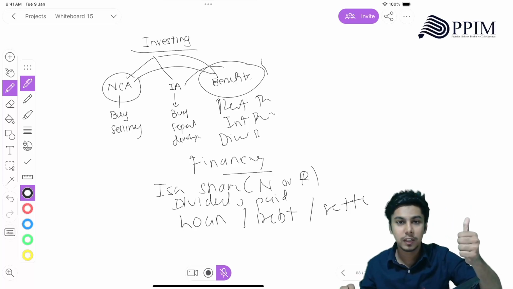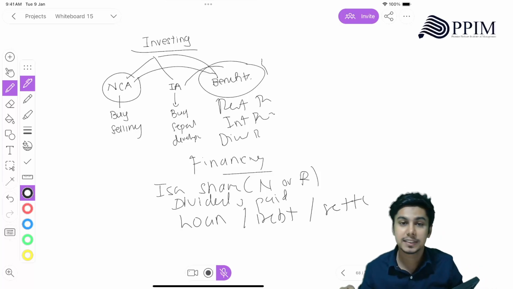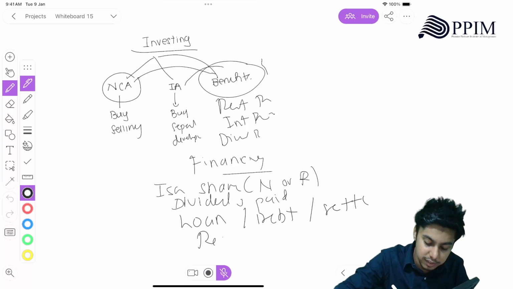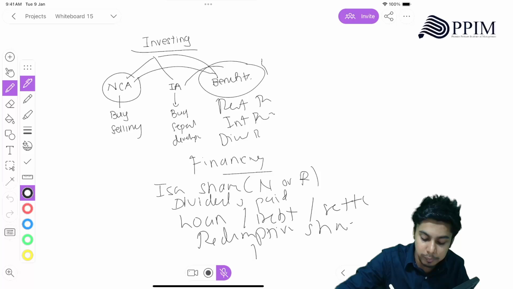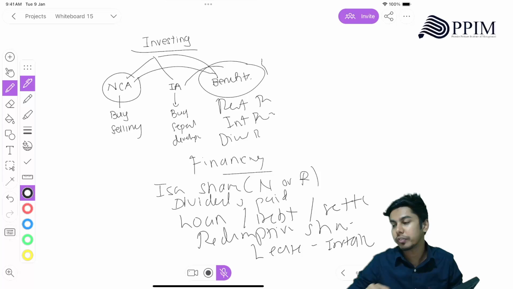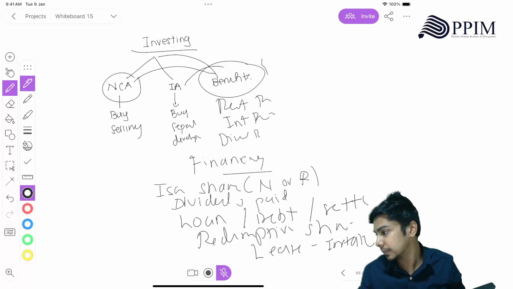When you take a loan, or take a debenture, all of these come under financing activities. Then, redemption of shares. What is redemption of shares? We are buying back shares. And also remember lease: the lease installment, not the interest. When you pay the lease installment, that is also part of our financing activities. So these are some of the examples that will come.